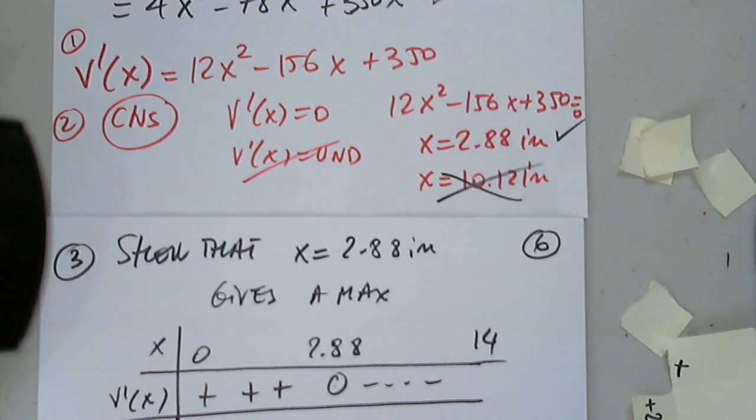Now in y equals, in case they're asking us to find the volume, then I have to plug in the volume. 4x cubed, and then minus 78x squared. That was the volume, plus 350x. Okay, so then I have to plug in this 2.88. And that is the maximum, 456. So this is a maximum, and the volume is 456.59 cubic inches.